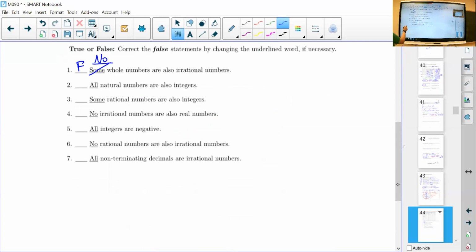So you'll do something similar. Some of these are true and you can leave them alone. Just mark with a T, and some of them are false and you'll need to change that underlined word. Okay.